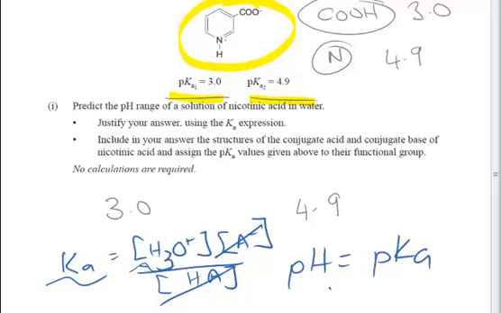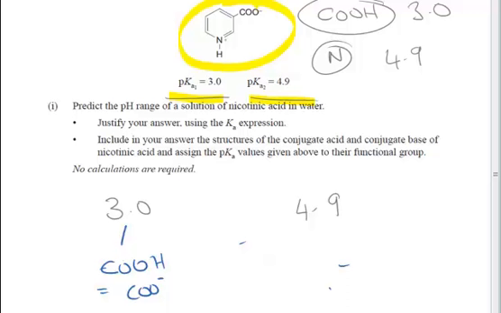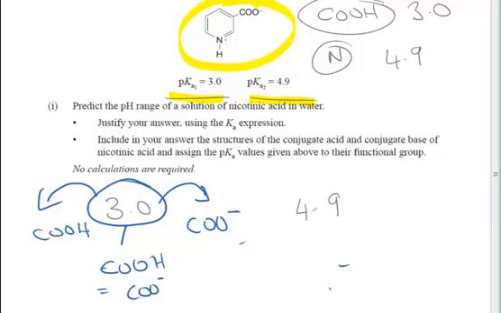And I'll just put that in a little easier way to see. Now at a pKa of 3, that means that the amount of acid is equal to the amount of conjugate base. Now when we go above 3, that means we're heading towards a more basic pH, and would expect there to be more COO- present. And when we're below 3, we'd expect there to be more COOH present.